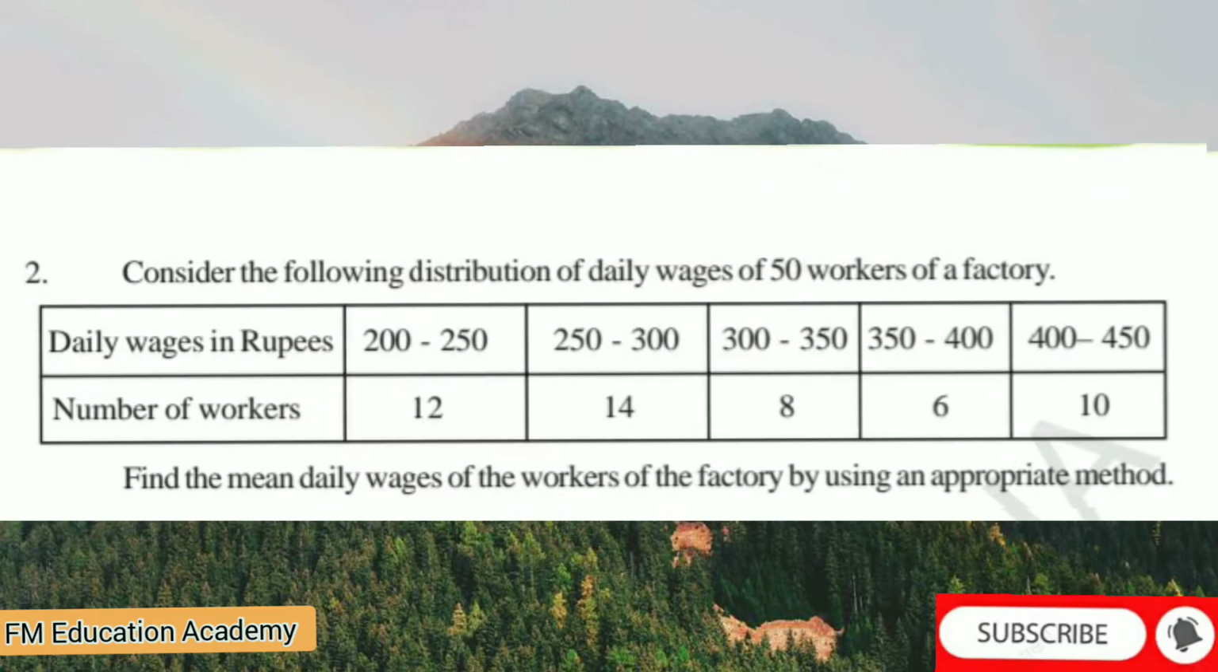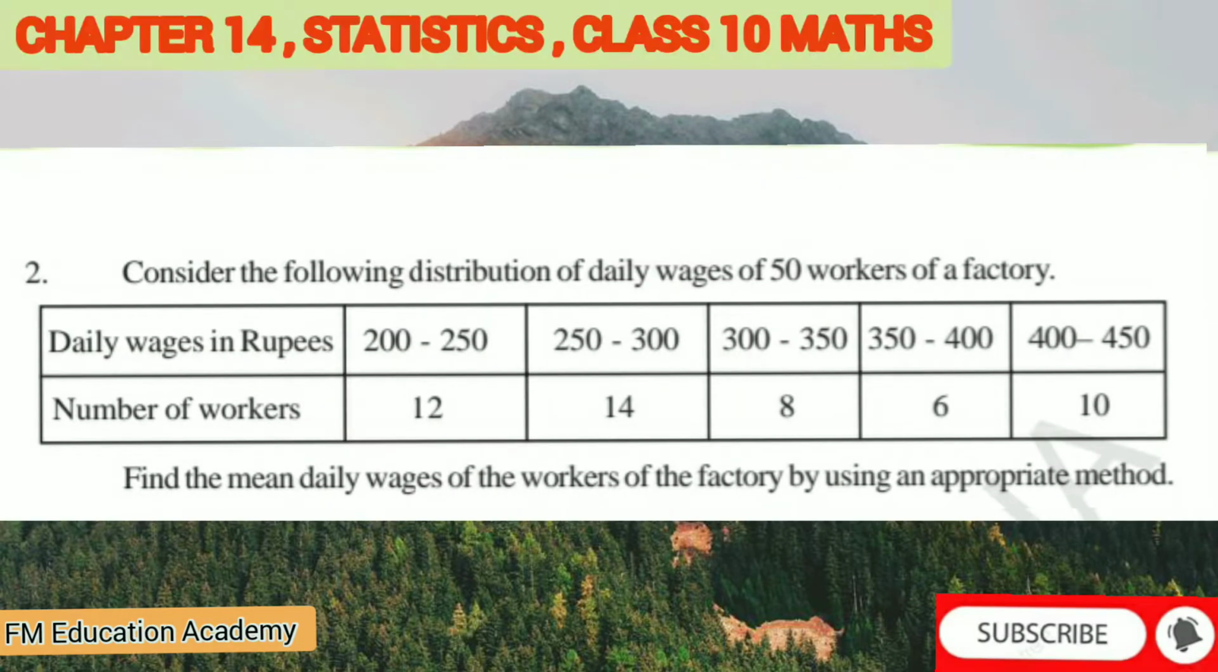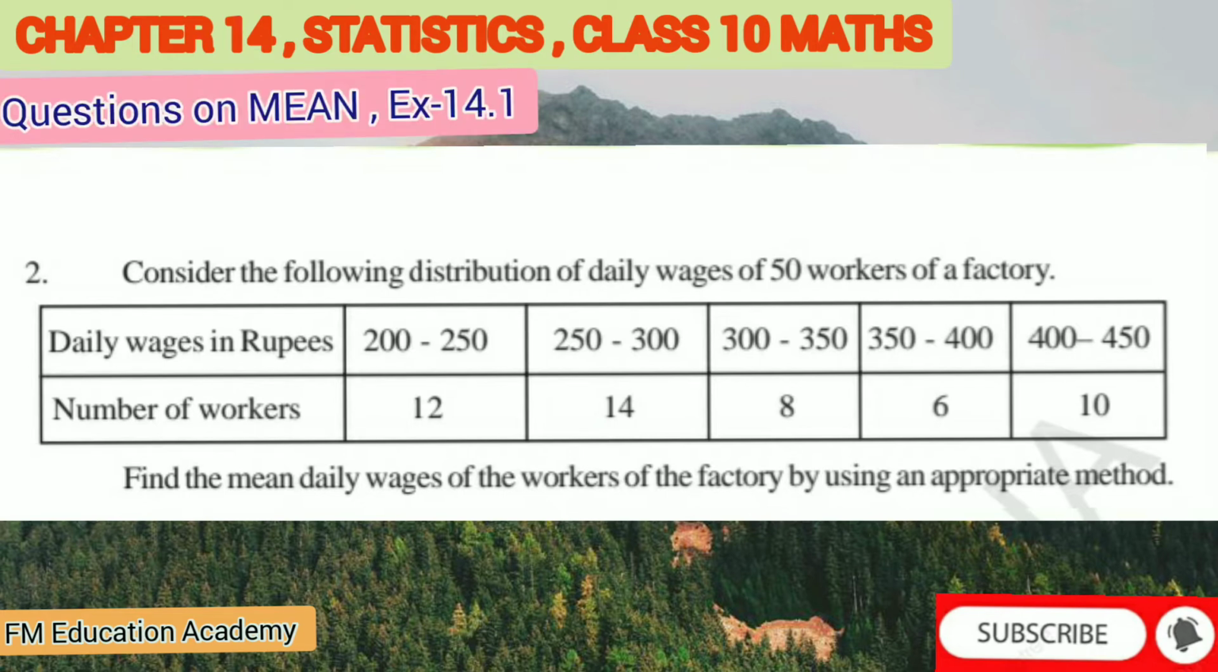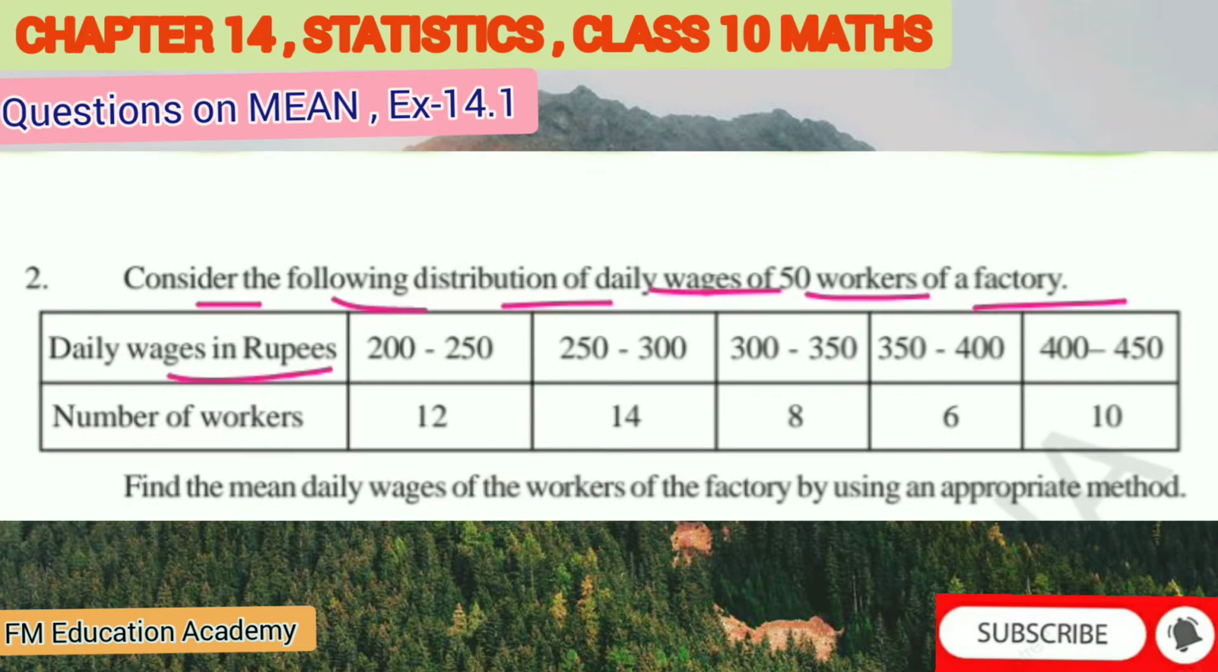Welcome to this video. In this video, we will be doing Chapter 14 Statistics, Class 10 Maths of TS SCERT, AP SCERT or NCERT. Question on mean, exercise 14.1. Question is, consider the following distribution of daily wages of 50 workers of a factory. Daily wages in rupees is the first column, number of workers is the second column, and it is asking us to find the mean daily wages of the workers of the factory by using an appropriate method.